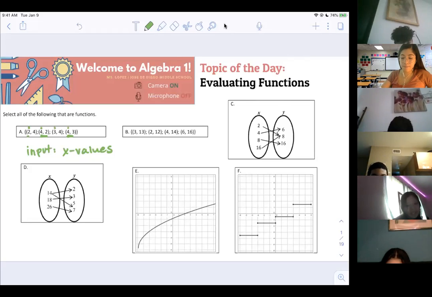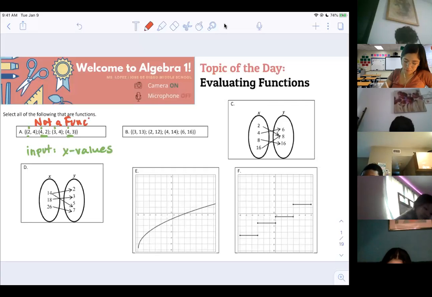Oh, I thought it was a function for a second because it says 2, 4, 4, 2, 3, 4, 4, 3. That's not what we look for. We only want to check if any X values are repeating. And since they are repeating, I have two 4s, then this is what? Not a function. Good. Not a function.